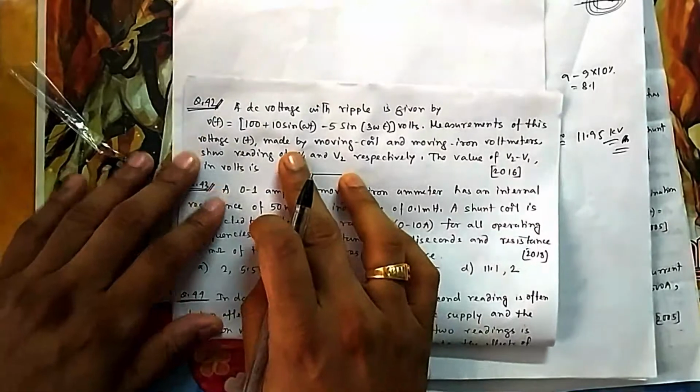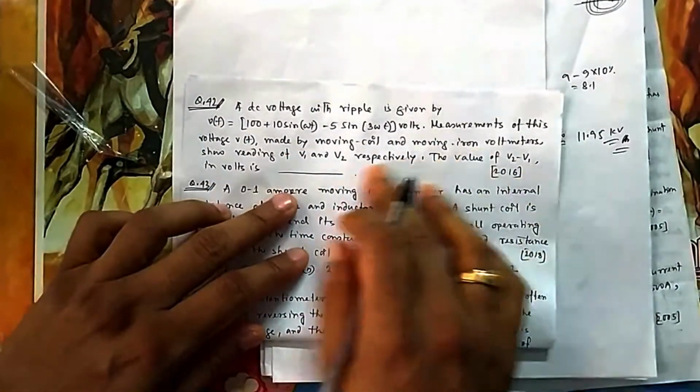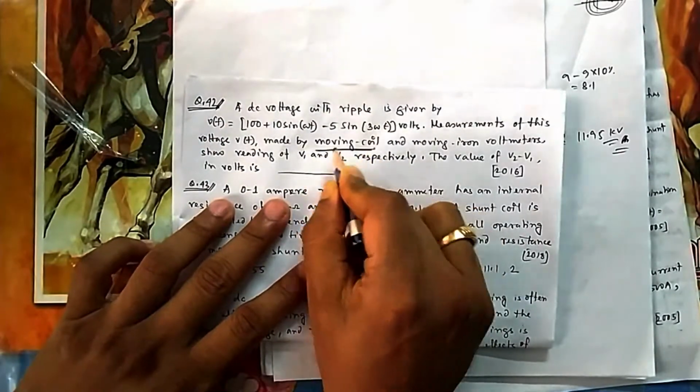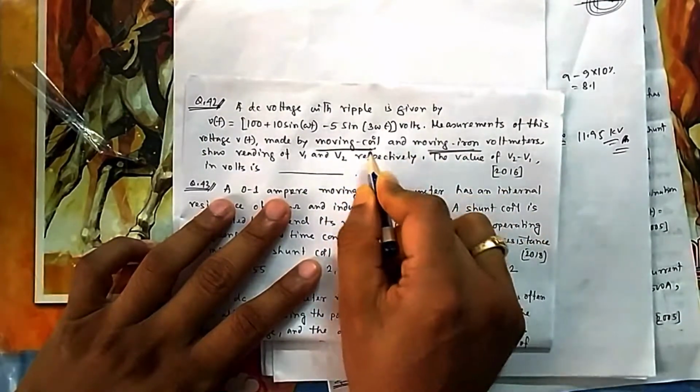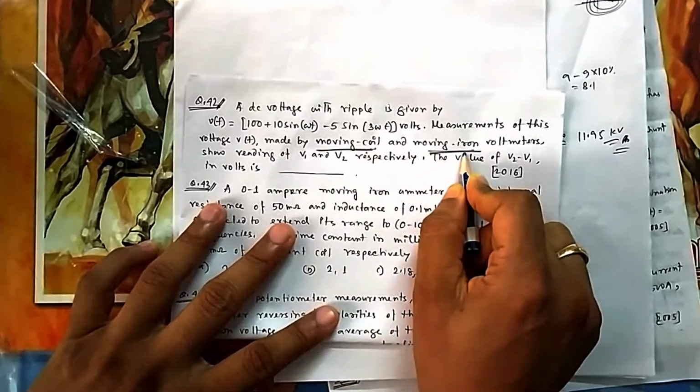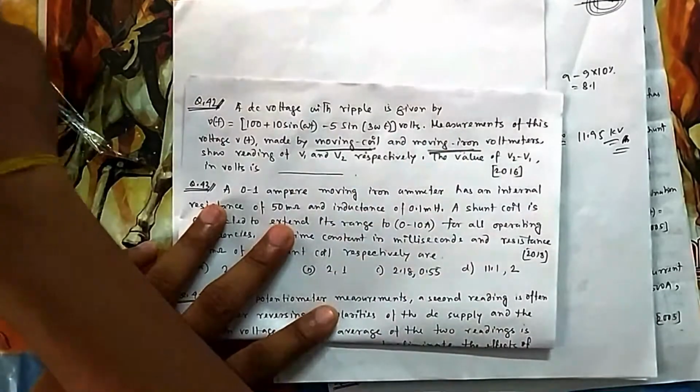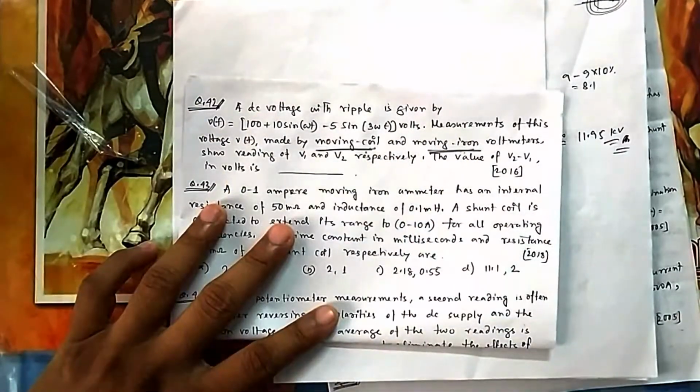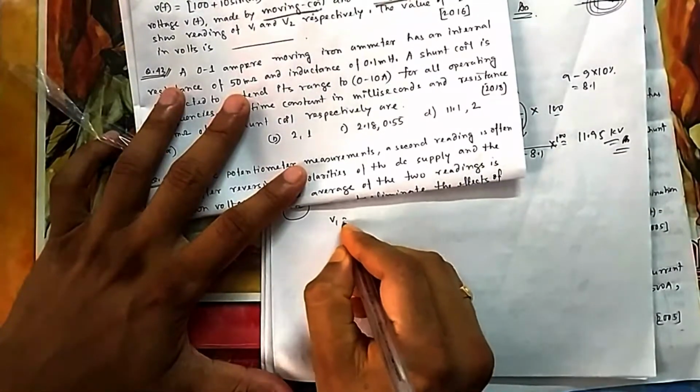Now if you come to 42, a DC voltage with ripple is given. The measurement of this voltage is made by a moving coil and a moving iron instrument. Moving coil, so many questions we have done. Moving coil means you can think of PMMC, permanent magnet moving coil, and moving iron. So this will give only the DC value and this will give you the RMS value. So what is the DC value of this one? 100. So V1 will read simply 100.